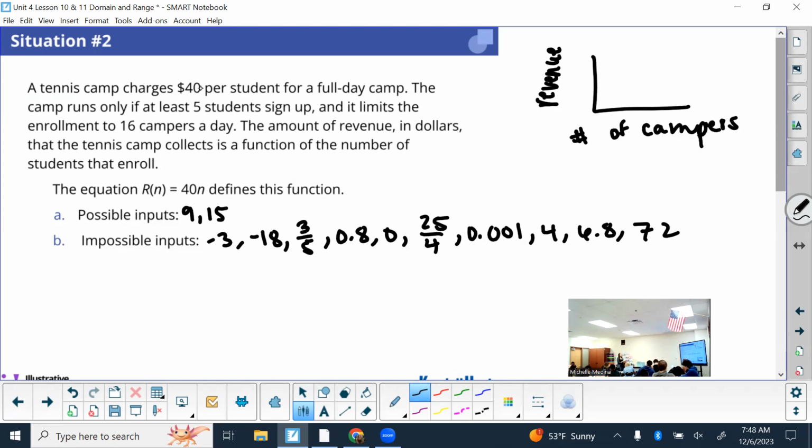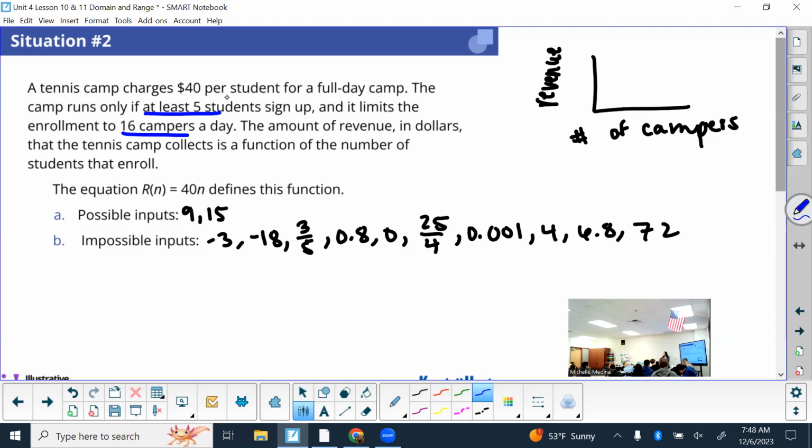So when you read the description, would they run it with like 0 campers? No, because that's part of my impossible ones. They said they need at least how many? They need at least 5. So that's why 4 is not included, even though 4 is the number of possible campers. Not for this camp. You need at least 5, right? And then what's the most you could have? 16. So really all numbers from 5 to 16, except for what type of numbers?